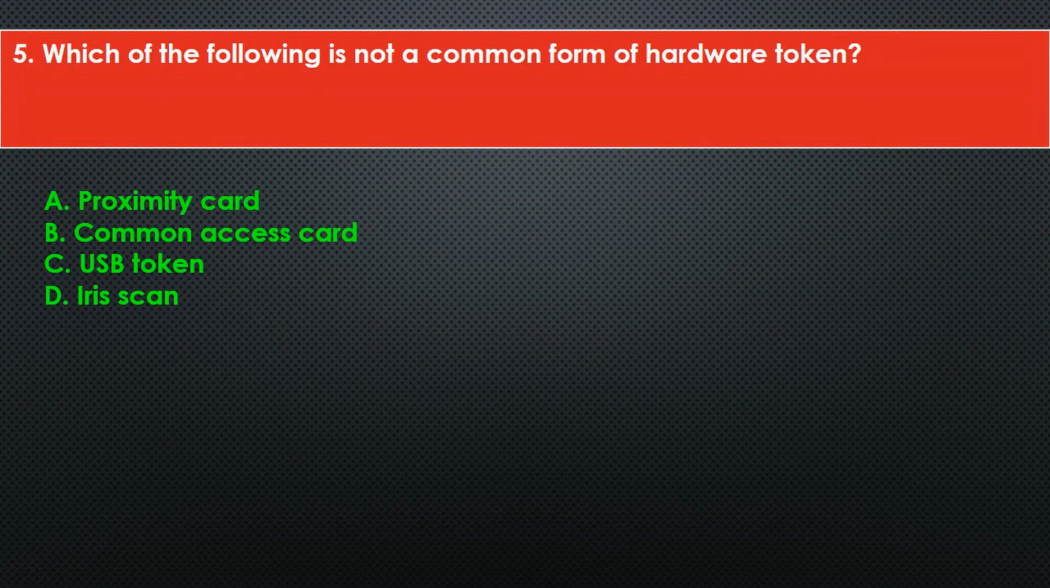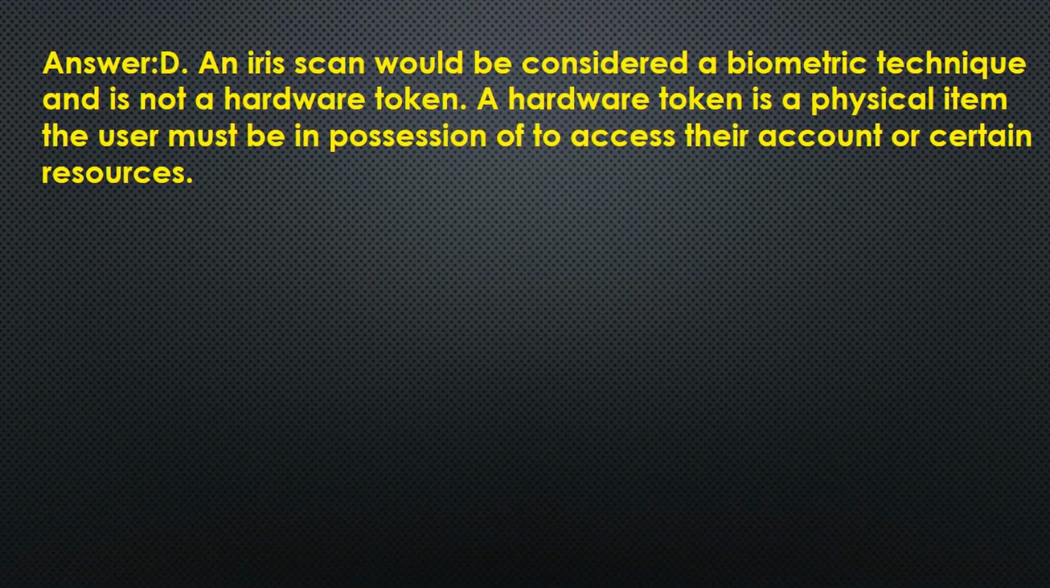5. Which of the following is not a common form of hardware token? A. Proximity card. B. Common access card. C. USB token. D. Iris scan. Answer D. An iris scan would be considered a biometric technique and is not a hardware token. A hardware token is a physical item the user must be in possession of to access their account or certain resources.